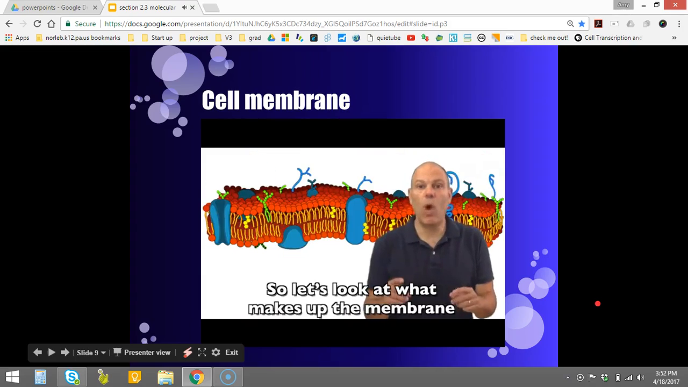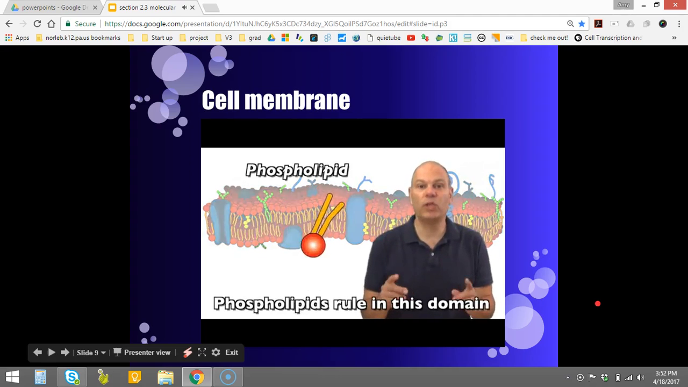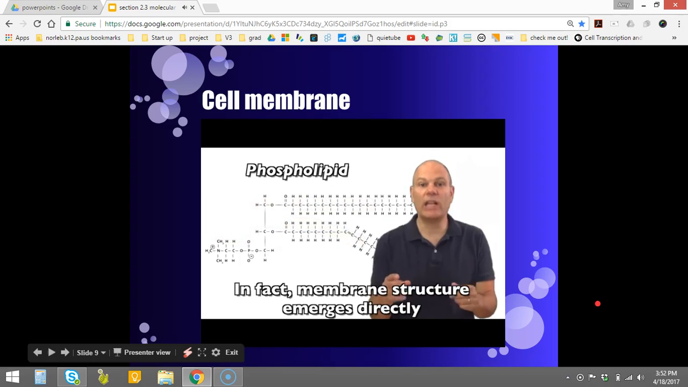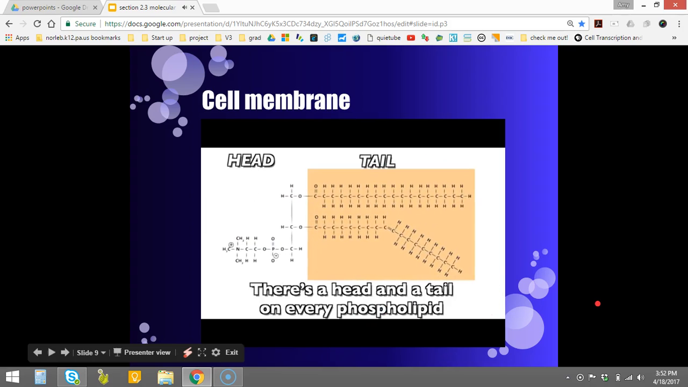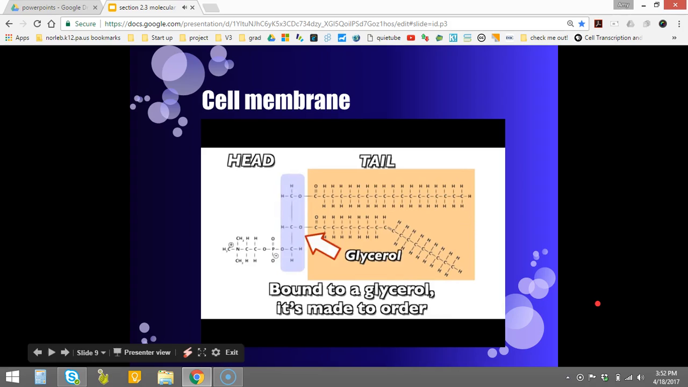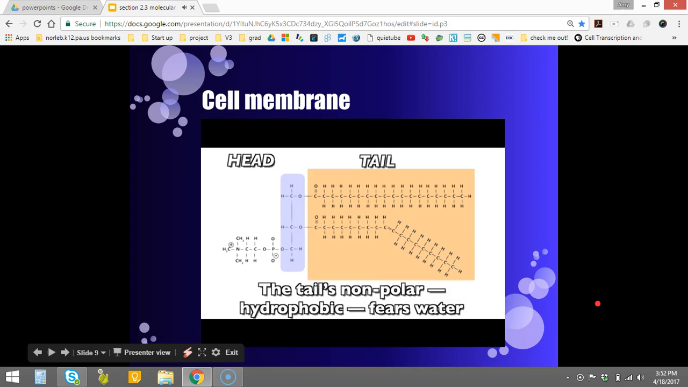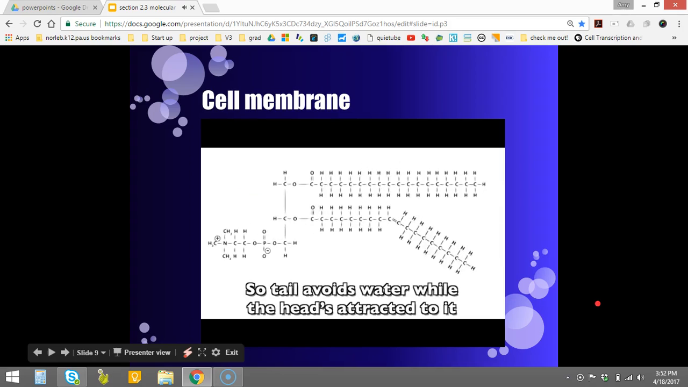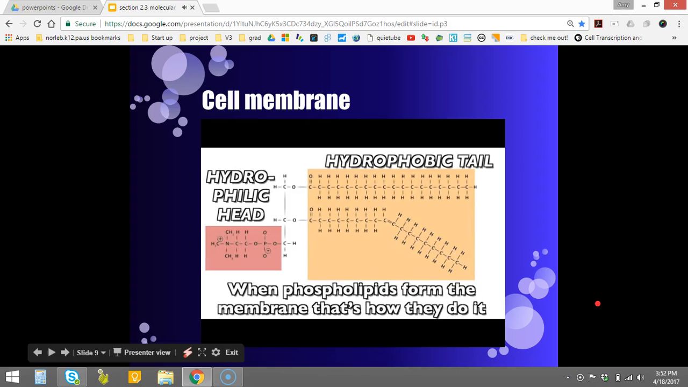So let's take a look at what makes up the membrane. Phospholipids rule on this domain. In fact, membrane structure emerges directly from phospholipids' chemical properties. There's a head and a tail on every phospholipid. The tail's 2 long-chain fatty acids bound to a glycerol. It's made to order. The tail's non-polar, hydrophobic, fears water. The head's got a phosphate. It's charged negatively, which makes the head hydrophilic, plays in water happily. So the tail avoids water while the head's attracted to it. When phospholipids form the membrane, that's how they do it.